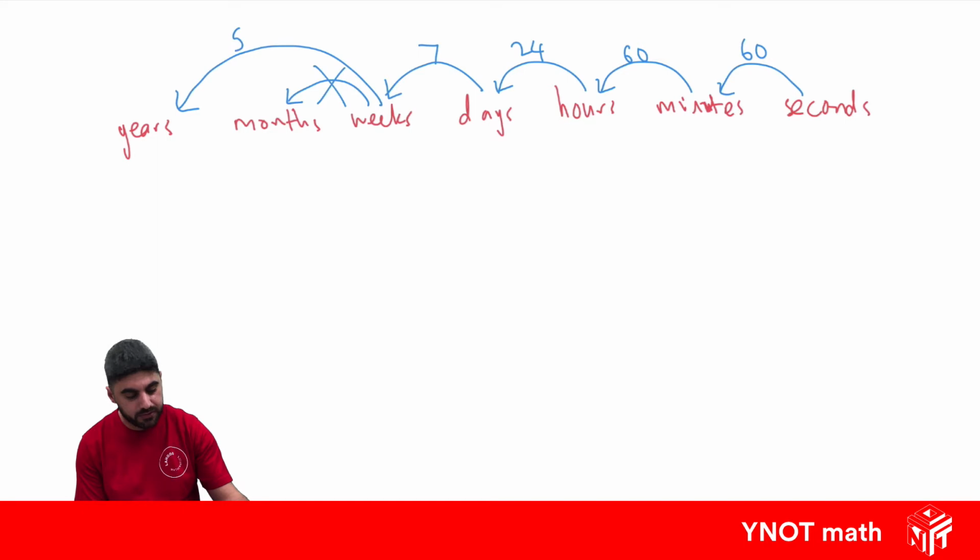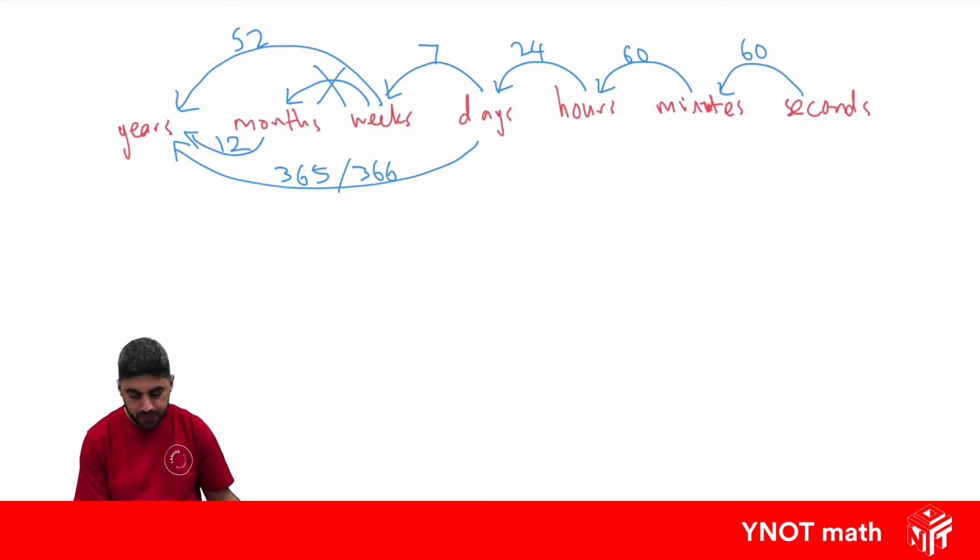But there are 52 weeks in a year, and there is 365 days in a year, or 366 if it's a leap year. And there are 12 months in a year. Now, to convert between them, if I want to go this way, I need to divide by those numbers, and if I go this way, I need to times by those numbers.